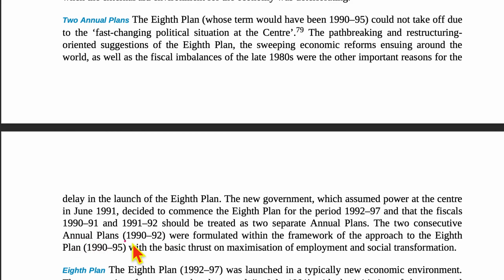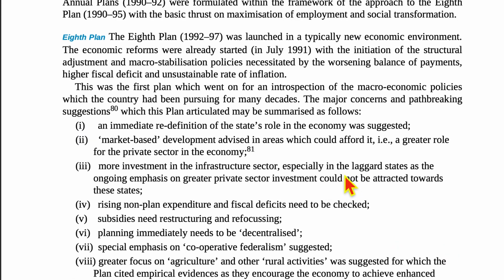The two consecutive annual plans 1990 to 92 were formulated within the framework of the approach of the eighth plan, with a basic thrust on maximization of employment and social transformation. Now, the eighth plan, that is 1992 to 97, was launched in a typically new economic environment. The economic reforms were already started in July 1991 with the initiation of the structural adjustment and macro stabilization policies necessitated by worsening balance of payment, higher fiscal deficit, and unsustainable rate of inflation.